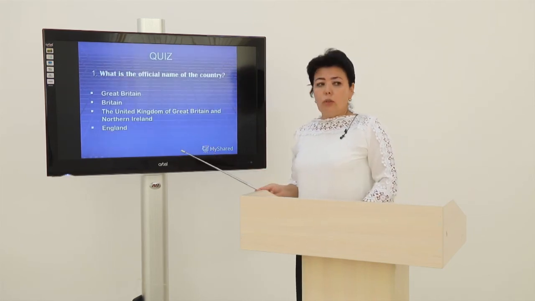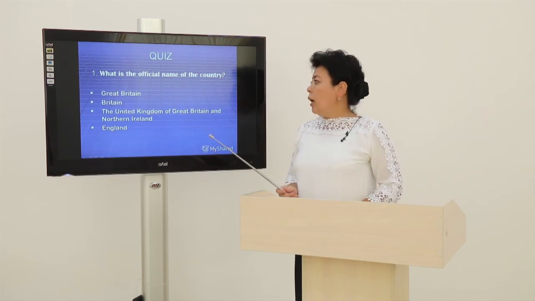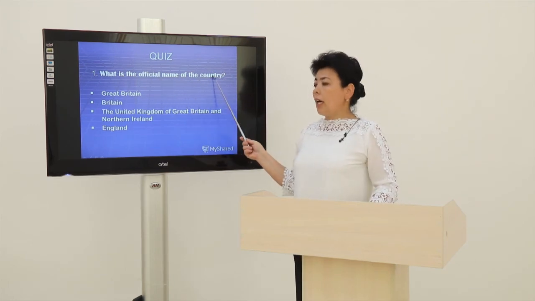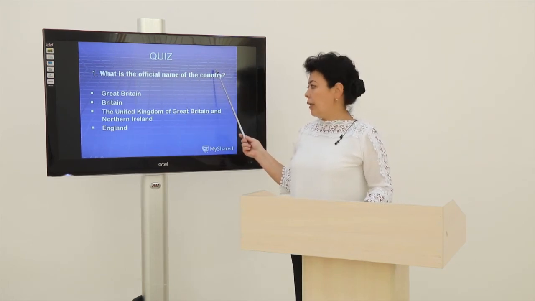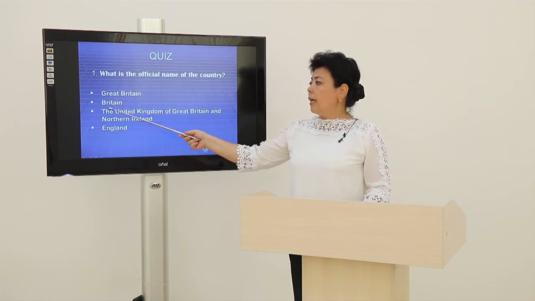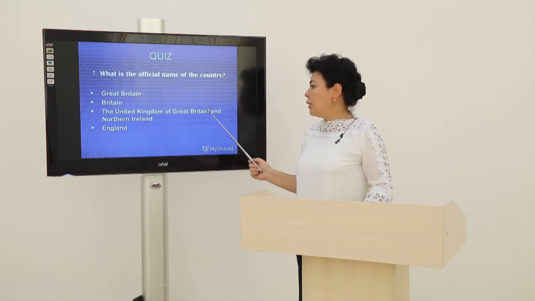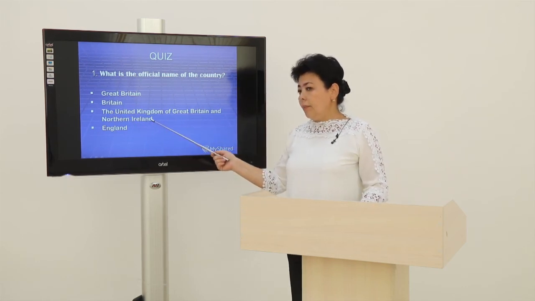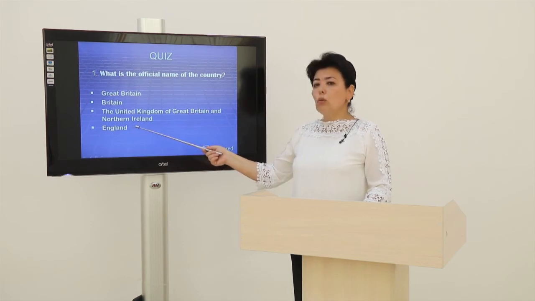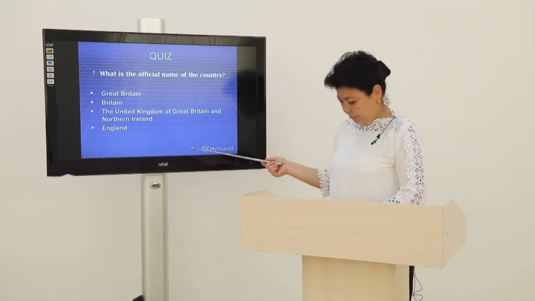Now, dear students, I give you some questions, try to answer them. What is the official name of the country? First answer, Great Britain. Second answer, Britain. Third, the United Kingdom of Great Britain and Northern Ireland. And fourth one is England. So, dear students, choose one of these answers. What do you think is correct?